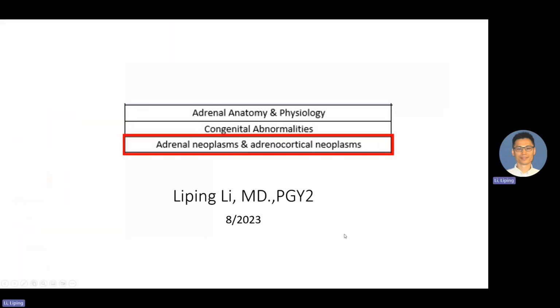Let's get started. So good morning, everyone. Today I'm talking about the adrenal gland. My assignment is these three, but I want to skip this one because I think you can read it by yourself. So I will focus on anatomy, physiology, and neoplasm of the adrenal gland.